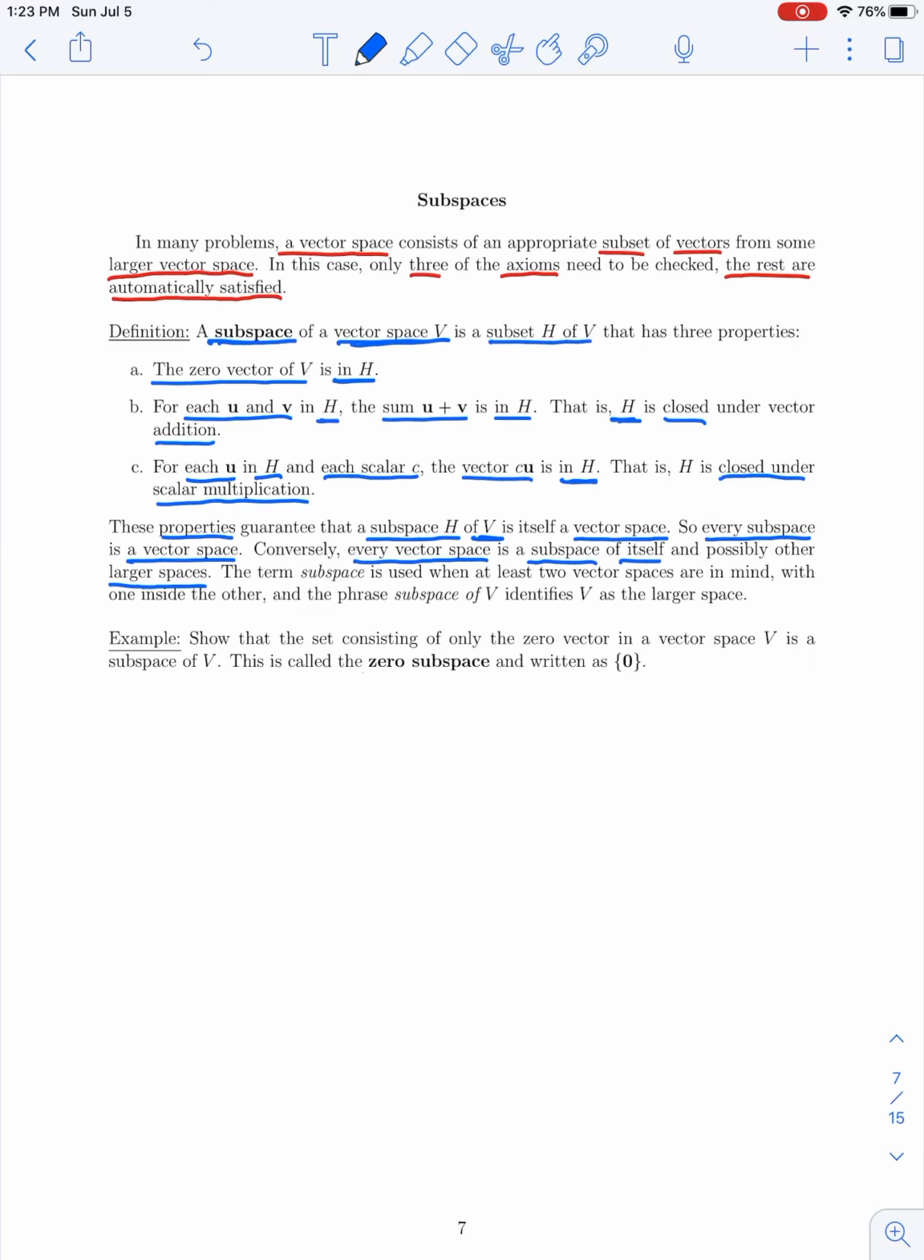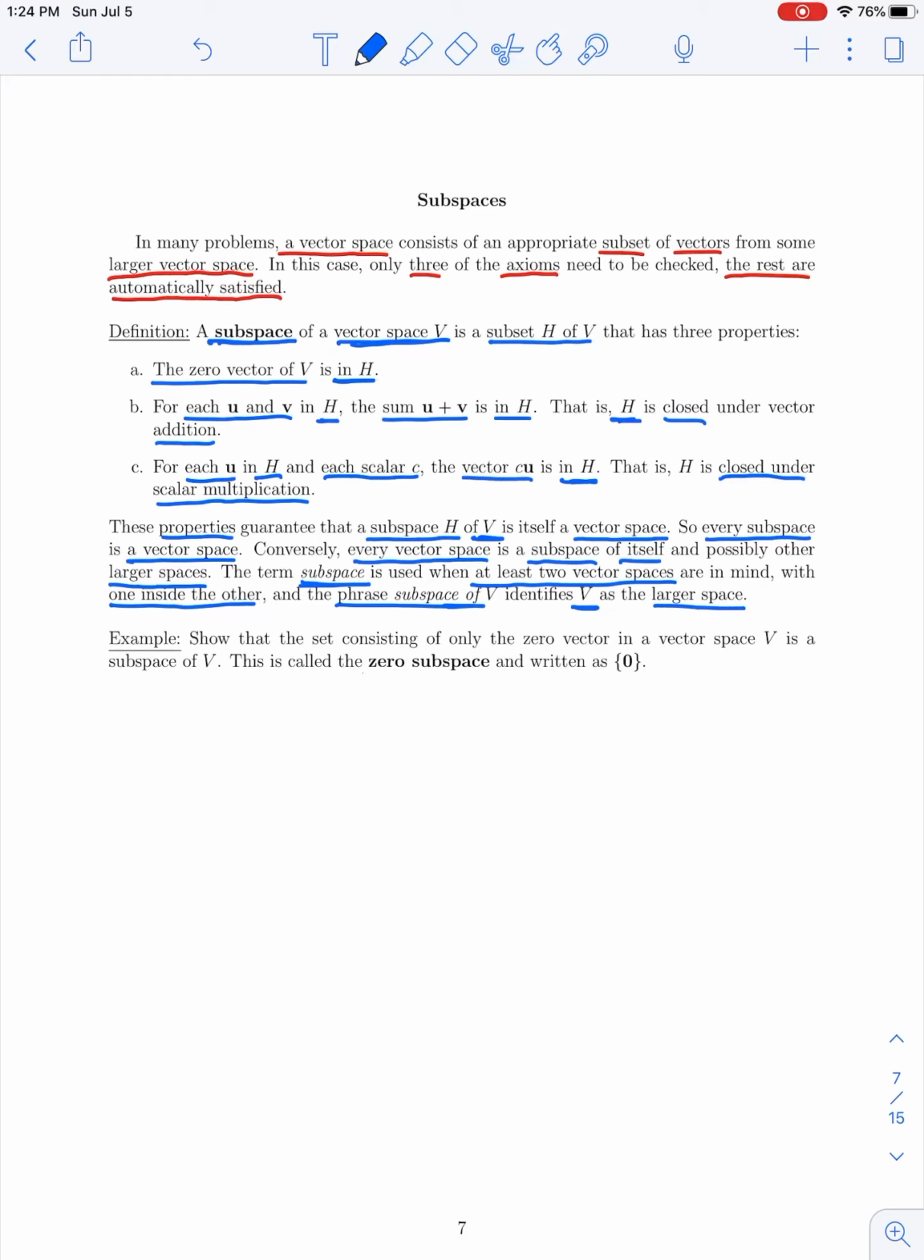Now, the terminology that we're going to use is that a subspace is referred to when we are talking about at least 2 vector spaces. If we're only interested in a single vector space, we would just call it a vector space. We'll use the term subspace if we're considering at least 2 vector spaces, and one of those spaces will be inside of the other. So one of the spaces is a subset of the other, and the phrase subspace of V identifies the vector space V as the larger of the 2 spaces.